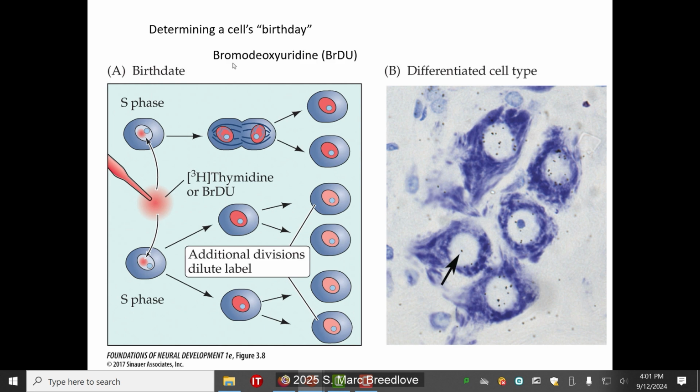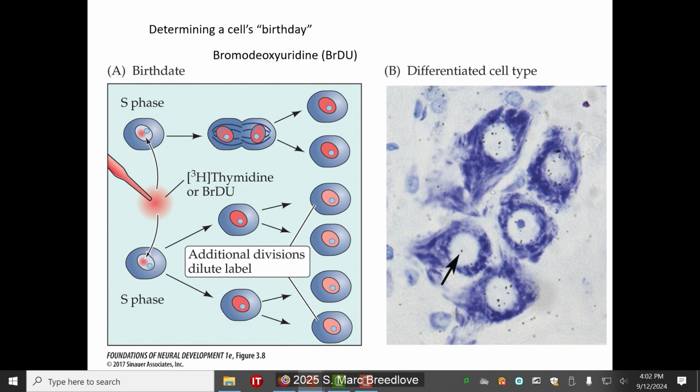And so you inject mom on the 12th day of gestation, you wait for the pups to grow up into adults, you kill the animals, and now instead of looking at photographic plates, you simply use an antibody to stain the tissue and see where the BrdU was. And wherever the BrdU is, that's a cell that was in its final or near final mitosis back when you injected the stuff.